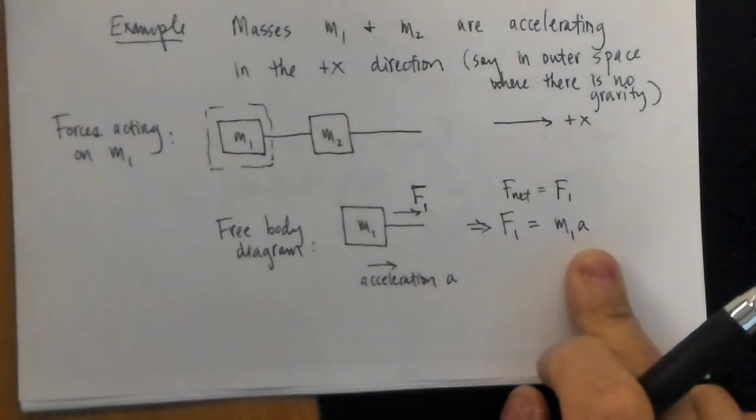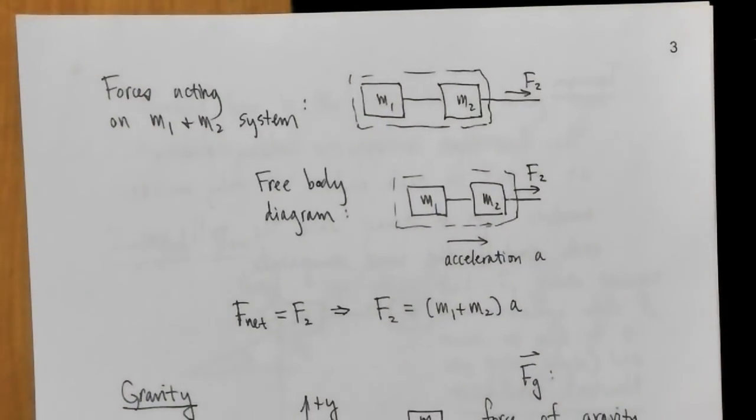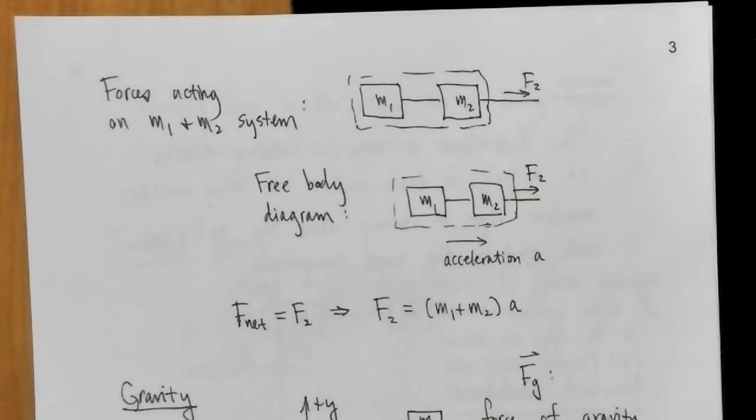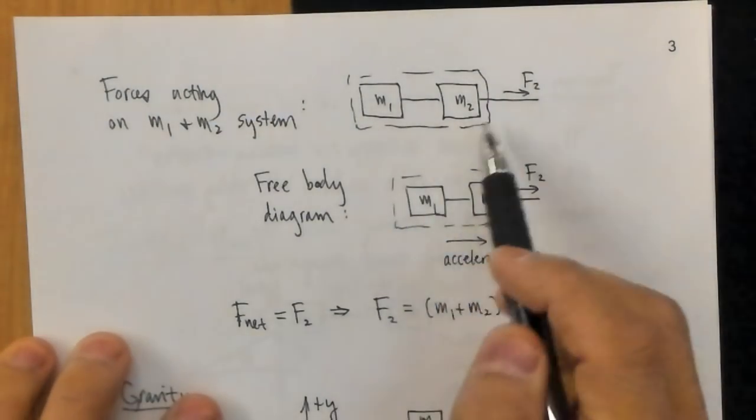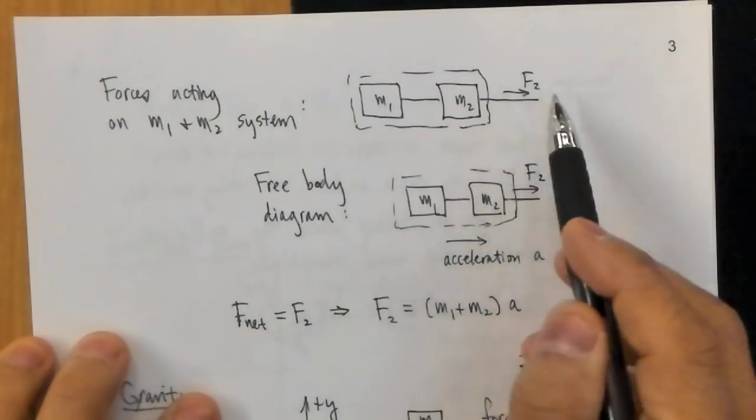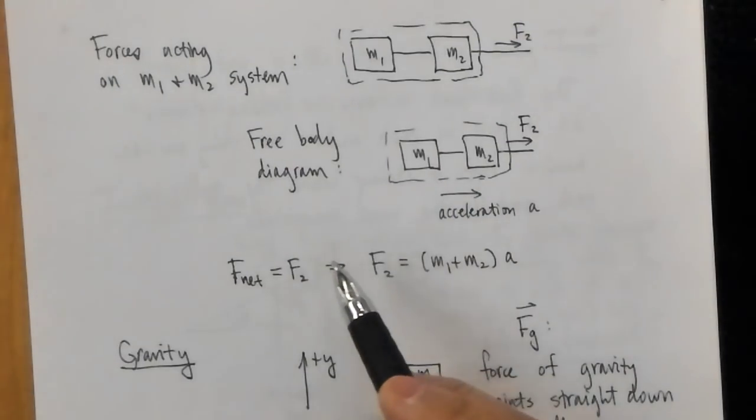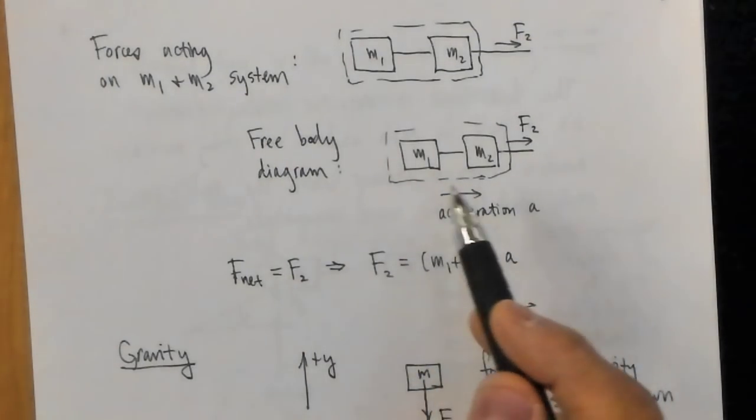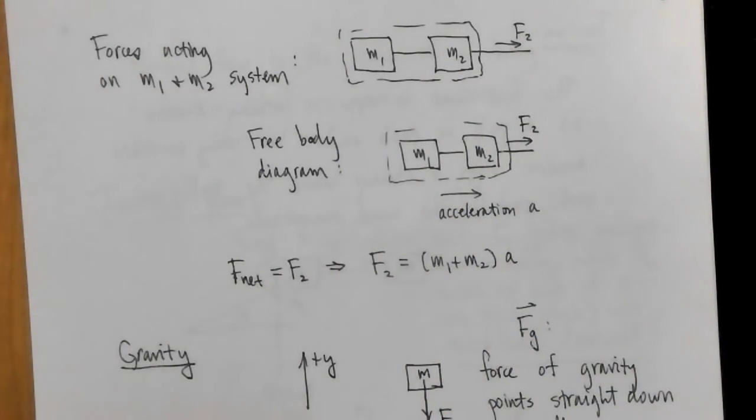Now we can also analyze what's going on with both masses together, and very often this is the place where you start. If you start a problem like this and you don't know the tension between the two masses, you start off with both of them together as one unit, because then the tension doesn't matter. So now we look at m1 and m2 together. We have this force F2 on this side pulling it, and let's say the acceleration is a. Then F2 is the net force on the sum of the masses together. It's equal to mass times acceleration, but in this case we have m1 plus m2.